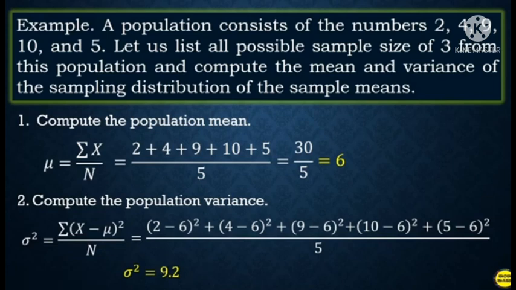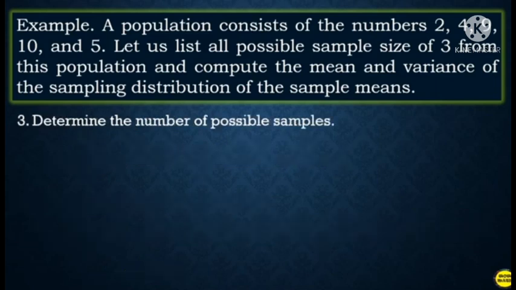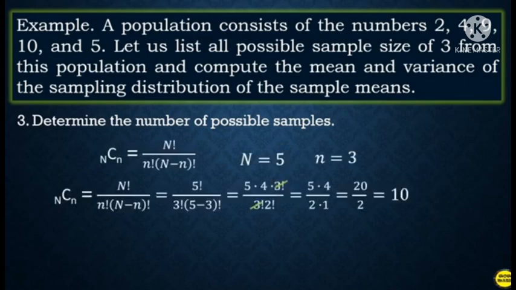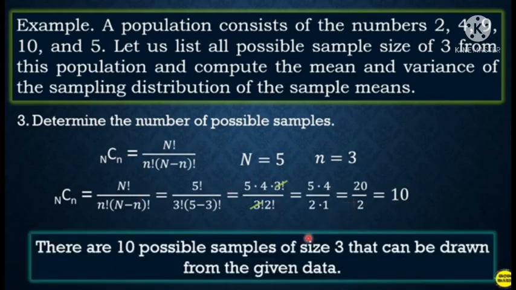Since meron tayong 8 steps, meron pa tayong 6 na steps na gagawin. Step number 3, determine the number of possible samples. Pwede nyo gamitin ang formula, or using your calculator, merong symbol kayo makikita doon sa calculator nyo for combination. Using the formula, meron tayong 10 possible samples of size 3 na makukuha from the given data.